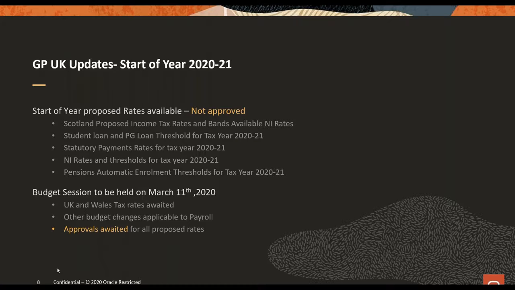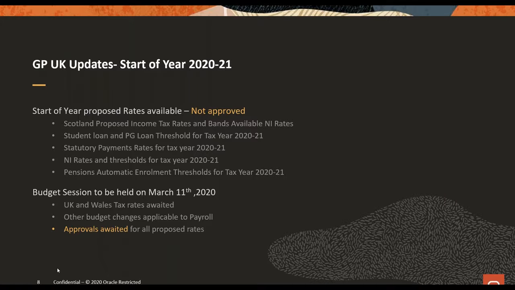We still need to get confirmation from HMRC that these are finalized. As everyone knows, the budget session for this year got delayed, and it's now going to be held on March 11th due to all the political changes that have happened in the UK. So we were waiting for the rates for UK and Wales to be published.